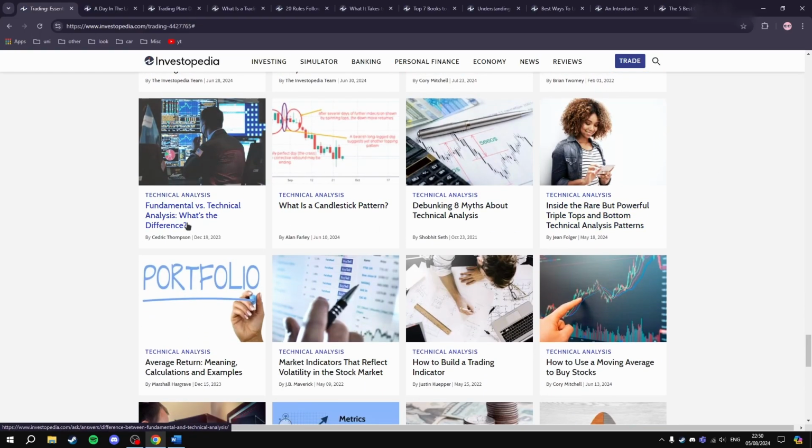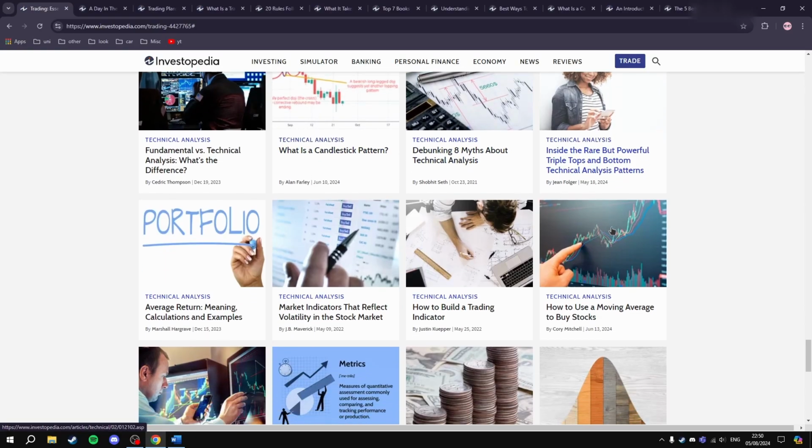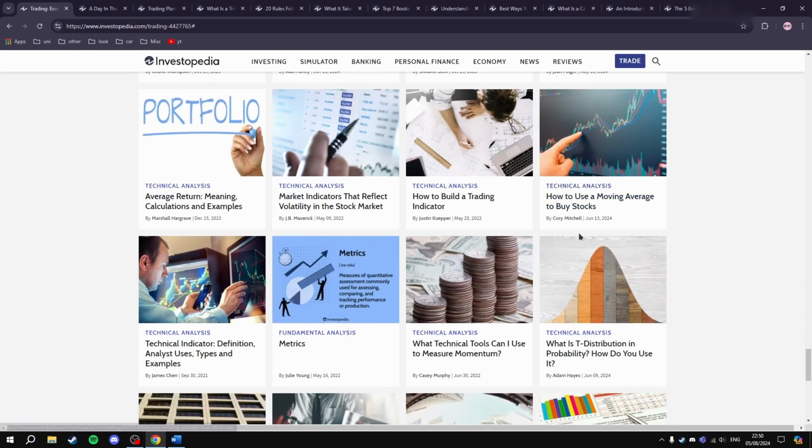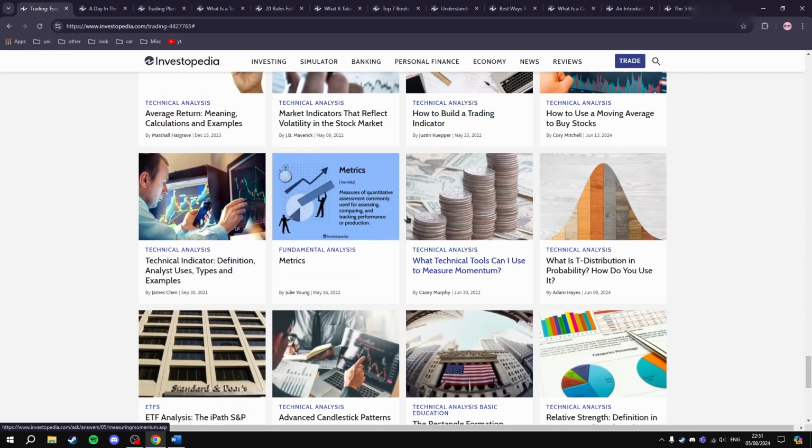Fundamental versus technical analysis. What's the difference? What is a candlestick pattern? Let's do that as well. Debunking 8 myths about technical analysis. Inside the rare but powerful triple tops and bottoms, technical analysis patterns. Average return, meaning, calculations and examples. Market indicators that reflect volatility in the stock market. How to build a trading indicator. How to use the moving average to buy stocks. Technical indicator, definition, analysis, analyst uses, types and examples.